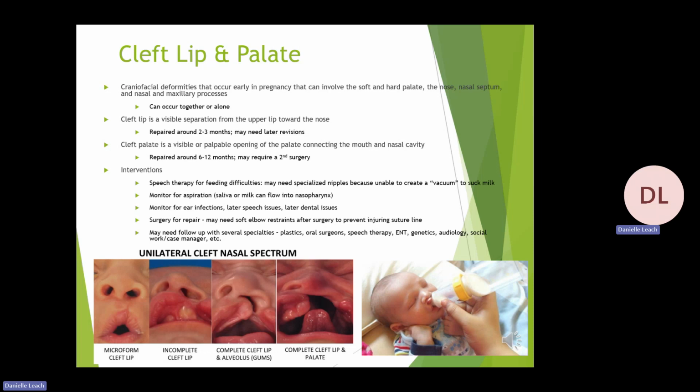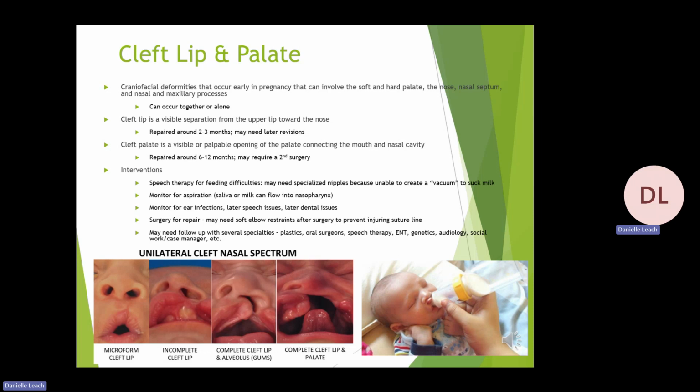Cleft lip and cleft palate can occur either together or alone. If you're looking at the pictures on this slide, you can see that it ranges in severity. There's not really a picture of a cleft palate here, because it's hard to see inside the mouth. These are mostly just showing you pictures of cleft lips. But it can vary in degree of severity from barely being able to see anything at all, like on the microform one on the left, all the way to the picture on the right, where it's a complete cleft lip and palate, where you can see the deformity is much more severe.